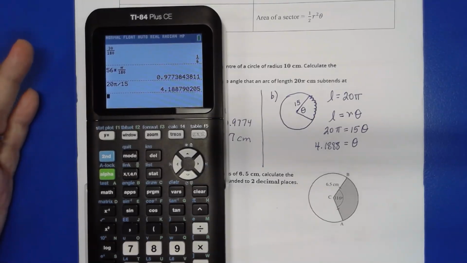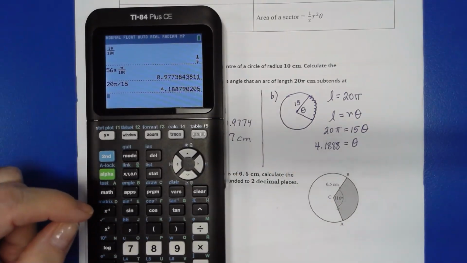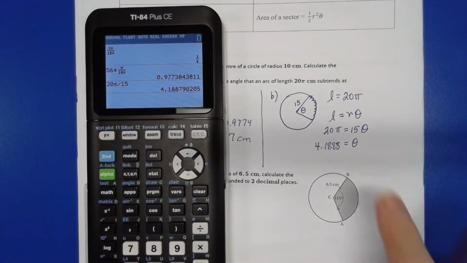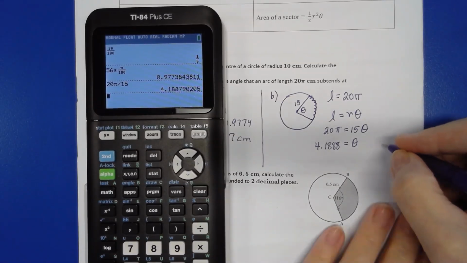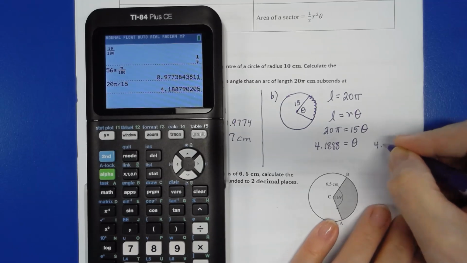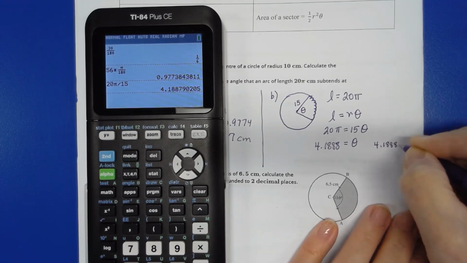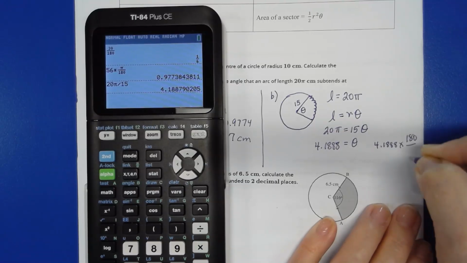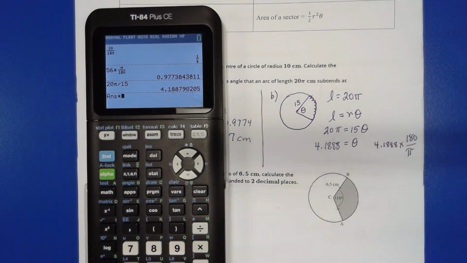It's in radians. How do you convert? Because they want it in degrees, don't they? How do you convert radians to degrees? Times by 180 over pi. So I go 4.1888 times by 180 over pi. So I'm going to do that on my calculator. I'm going to go times 180 over pi.